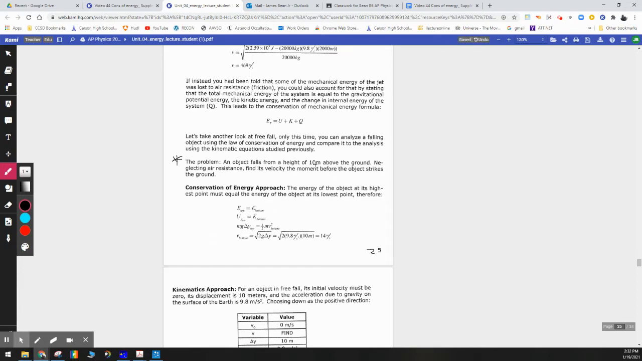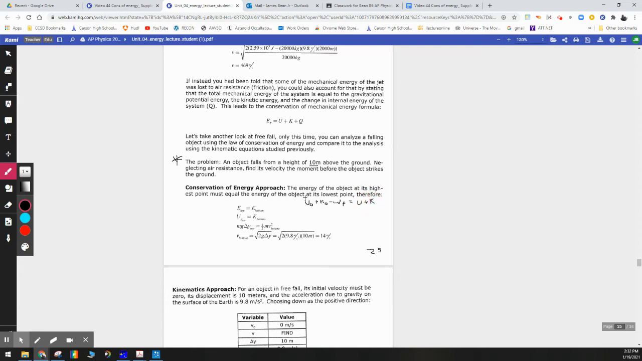Take a look at this problem. An object falls from a height of 10 meters above the ground. Neglecting air resistance, find the velocity the moment before the object strikes the ground. The conservation of energy approach is worked out here, but I'll take a look at it. Potential energy plus kinetic energy initial, there's no friction, minus work done by friction, is equal to final potential energy plus the final kinetic energy.